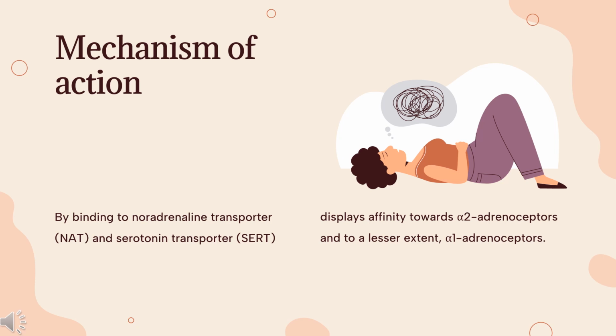It is shown that the main metabolite northiaden is a more potent inhibitor of noradrenaline uptake than the parent drug. Dosulepin displays affinity towards alpha-2 adrenoceptors and, to a lesser extent, alpha-1 adrenoceptors. Inhibition of presynaptic alpha-2 adrenoceptors by Dosulepin facilitates noradrenaline release and further potentiates the antidepressant effect. It also downregulates central beta-adrenoceptors by causing a decline in the number of receptors and reduces noradrenaline-induced cyclic AMP formation.